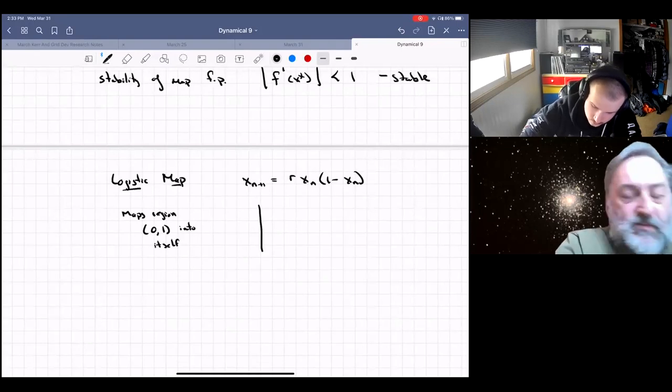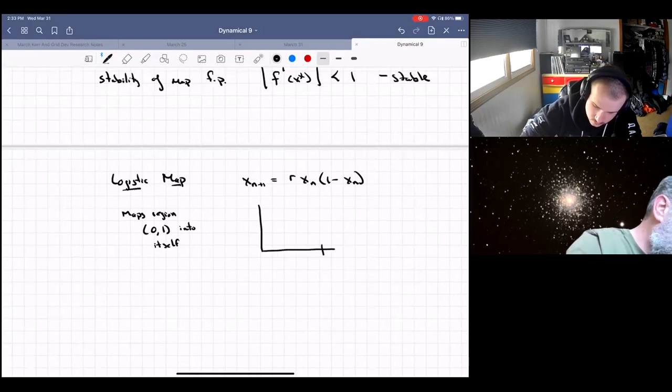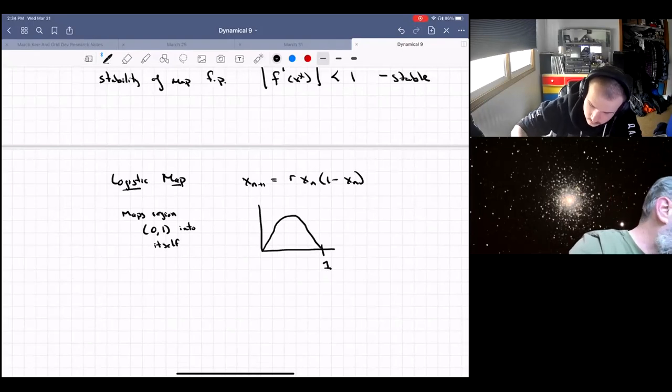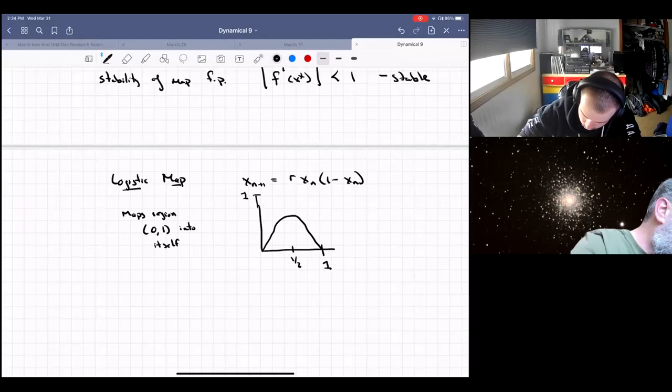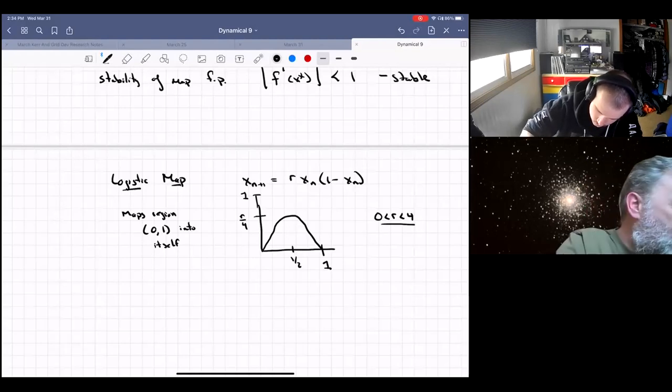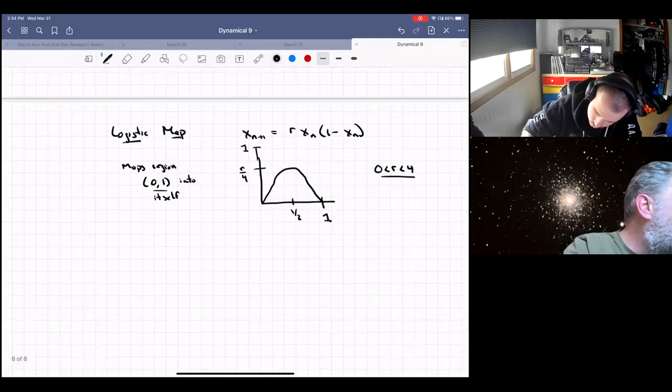So we're interested in points between 0 and 1. So over here is 1. And if I think about what this is as a function, it's a parabola. The middle is at a half, up here is 1, and the height of the parabola is going to be r over 4. We're going to be interested in r values between 0 and 4. For r values between 0 and 4, it maps the region 0 to 1 into itself.